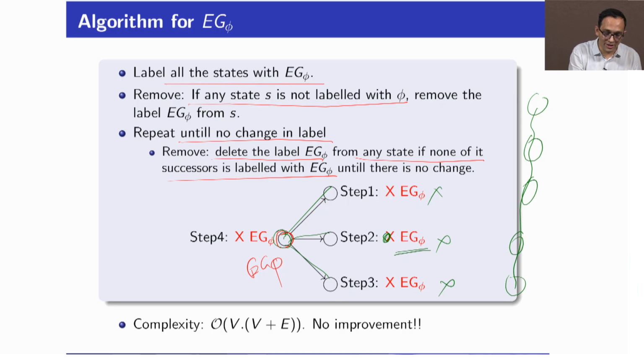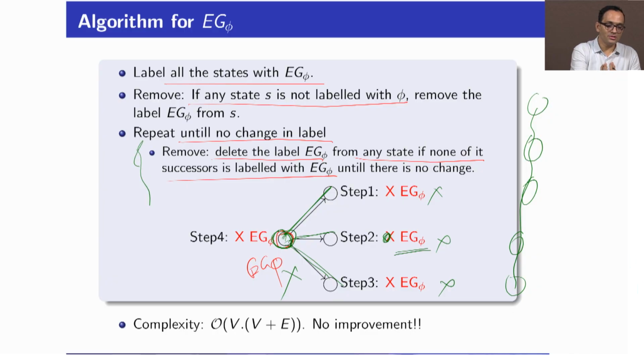Now, I found states none of whose successors is EG, so I cannot mark these states EG either. So, I will remove EG from here. This is what I am going to do: remove the label from states where EG is already labeled. So, I start with all states.